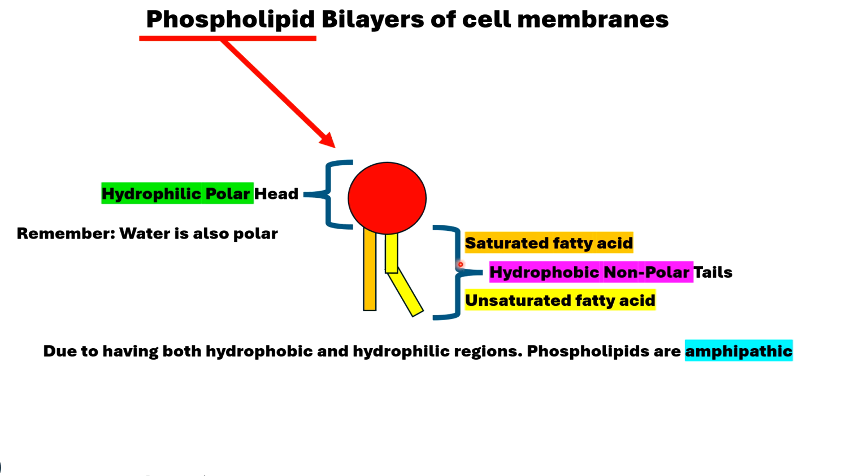And both of these tails are hydrophobic, so they will not interact with water, and non-polar, so they can't dissolve in water. Now, because they have both hydrophobic and hydrophilic regions, the head being hydrophilic and the tails being hydrophobic, these phospholipids are what we call amphipathic.